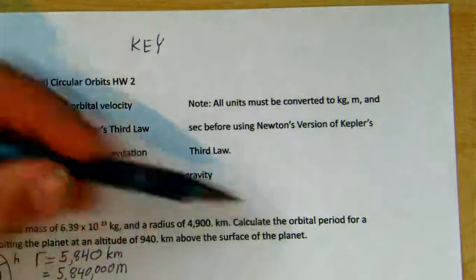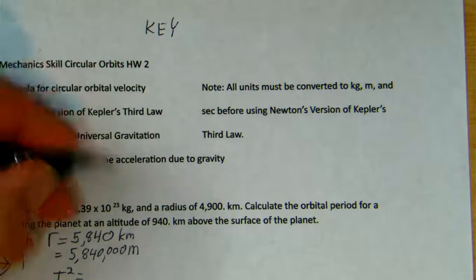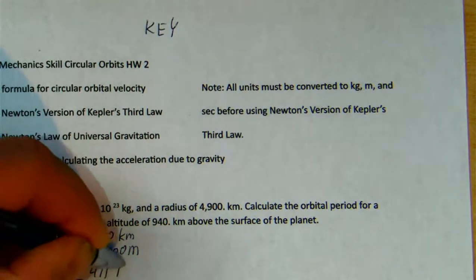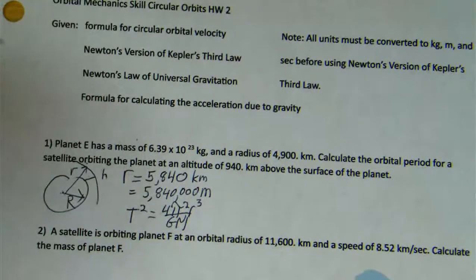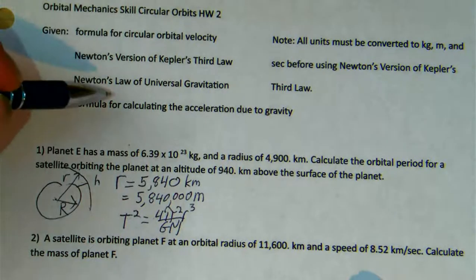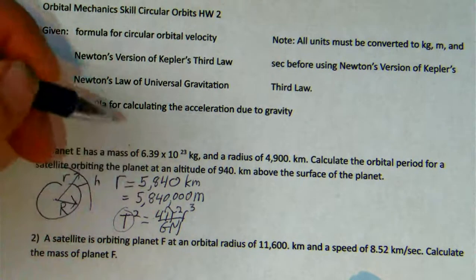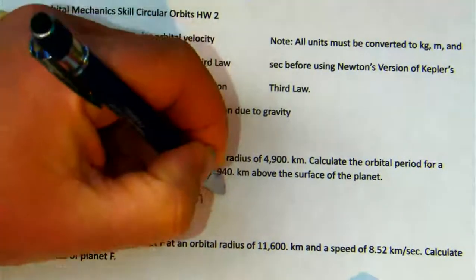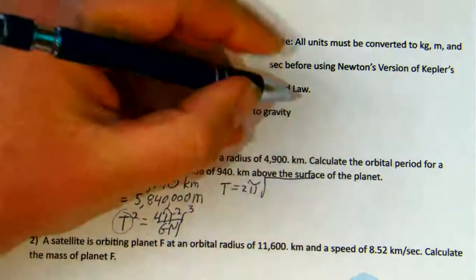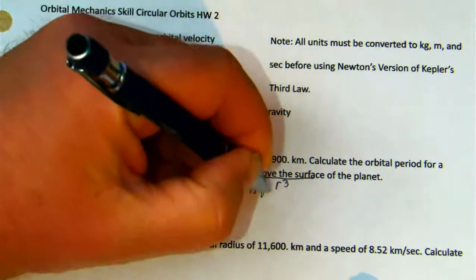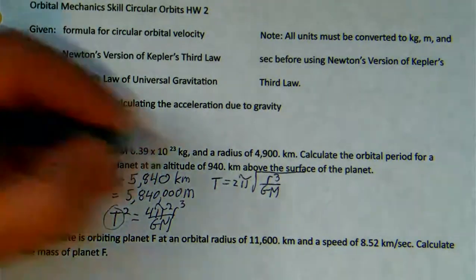We're after the orbital period. We have the mass and orbit radius, so we're going to use Newton's version of Kepler's third law: T squared equals 4 pi squared r cubed divided by G times M. We're solving for the period, so you can take the square root of 4 pi squared and write T equals 2 pi times the square root of r cubed divided by GM. And that will give you the correct answer.